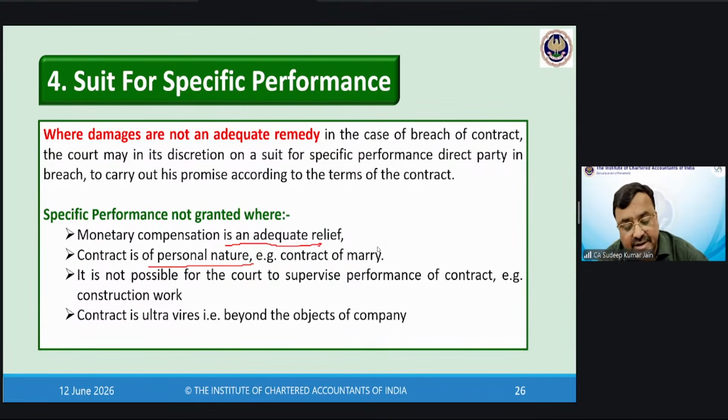So please read. I'm reading once again, you also read with me. Where damages are not an adequate remedy in the case of breach of contract, the court may, in its discretion on a suit for specific performance, direct the party in breach to carry out his promise according to the terms of the contract. A specific performance will not be granted where monetary compensation is adequate relief. Contract is of personal nature, that is like a contract of marriage. It is not possible for the court to supervise performance of the contract, example construction work. Contract is ultra vires, that is beyond the object of the company. Please read.